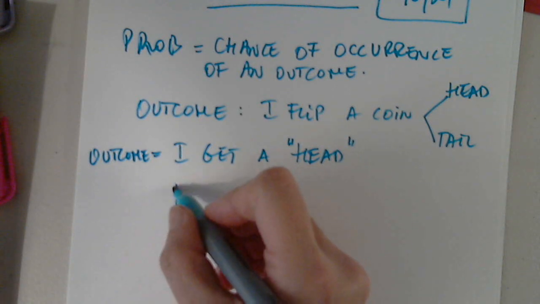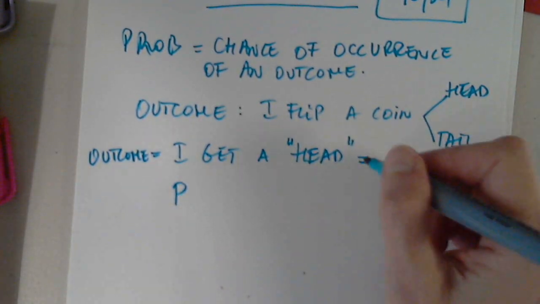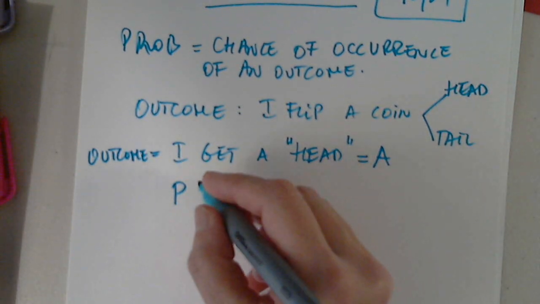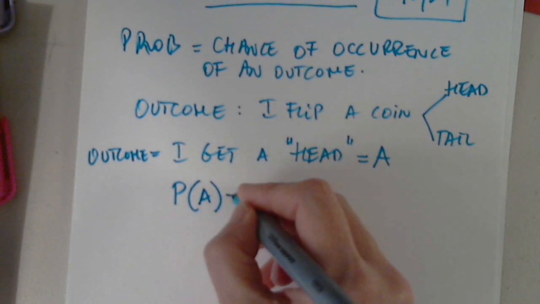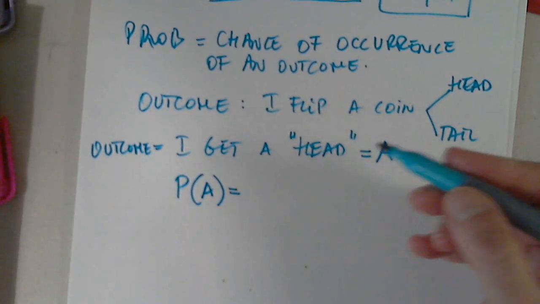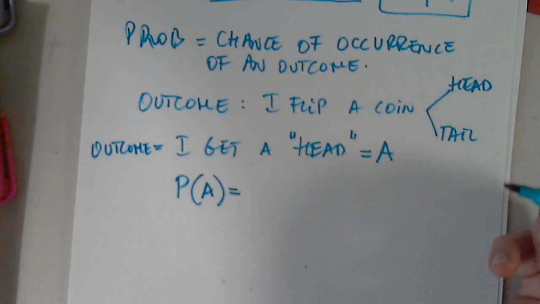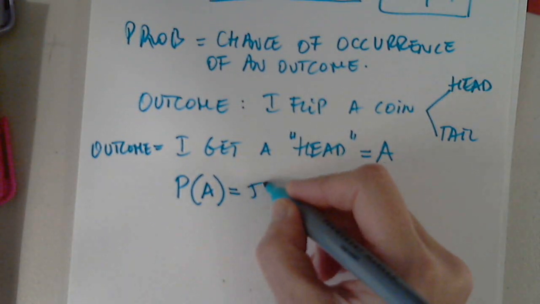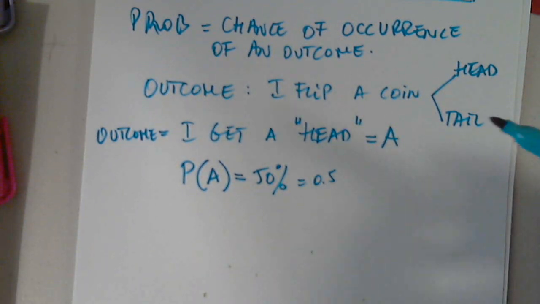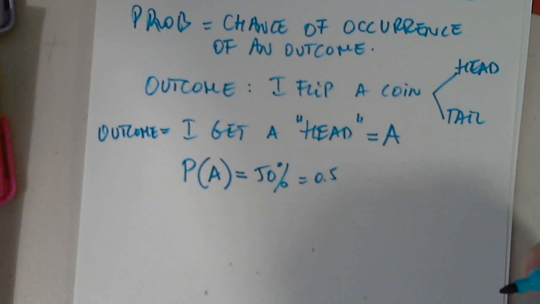What will be the probability of this outcome? So I'm going to call this outcome A. What is the probability of A? Well, there are only two options. They're equally likely. So the probability will be 50%, or 0.5. What if I want to flip again, and I'm looking for the probability of getting tails? The probability of getting tails is still 0.5 or 50%.